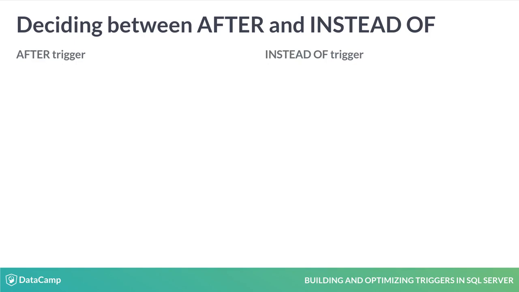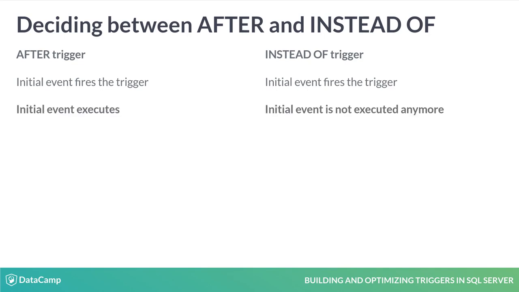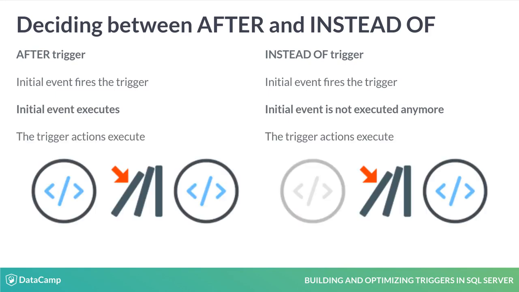The outcome of the trigger execution is highly dependent on the keyword you choose, after or instead of. The after trigger adds new statements to the initial one, while the instead of trigger prevents the initial statement from executing. This difference will influence the use cases for each type of trigger.